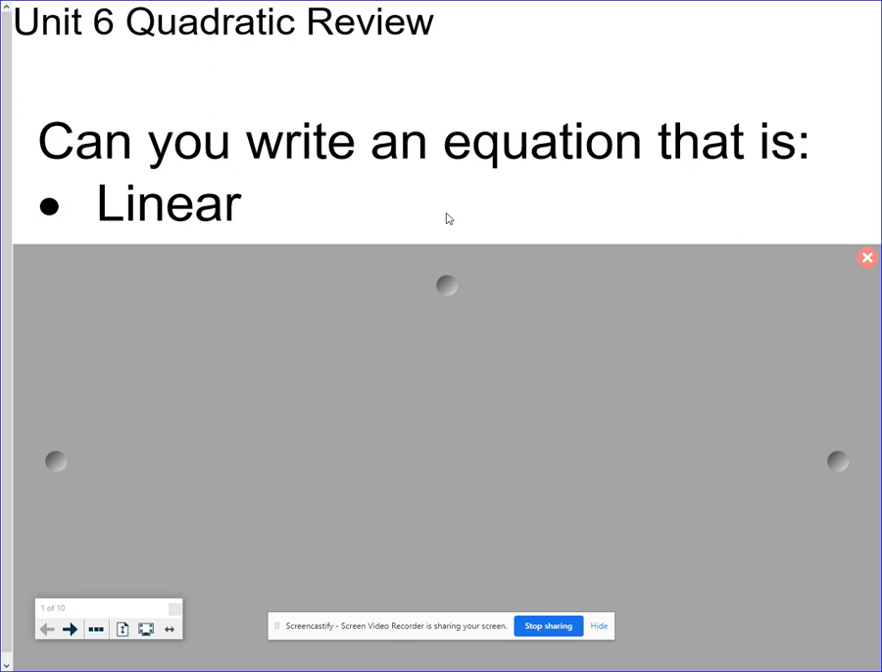Remember, linear we spend a long time on. That's stuff that looks like slope-intercept form. So you could write an equation that looks like y equals 5x minus 10. That is linear. That would be a straight line.